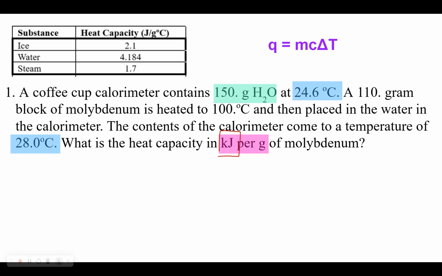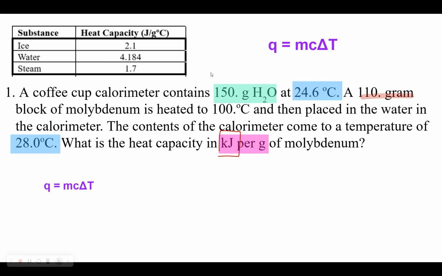We don't care about that 110 grams yet, because even if we did want to use that 110 grams, that's our M, and we could look at our delta T of our molybdenum, but then we would end up with a C value that's not in the right units. So we need to use the information from the water to find information about molybdenum.